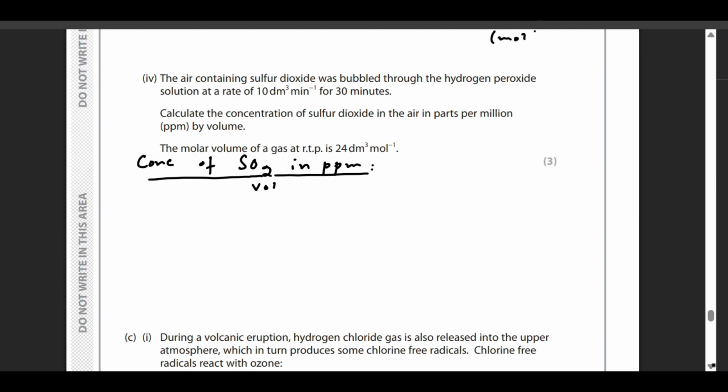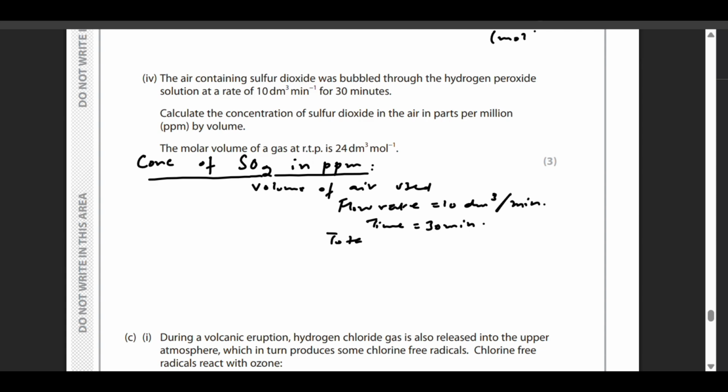Okay, so here the volume of air used: flow rate is equal to 10 decimeter cube per minute, and the time here is 30 minutes. So the total volume is equal to 300 decimeter cube.